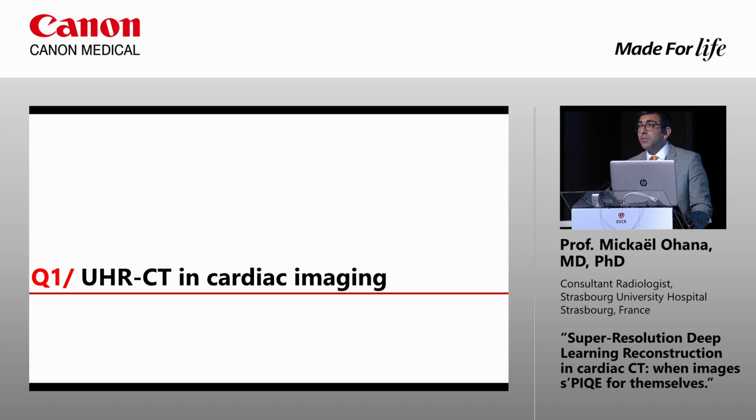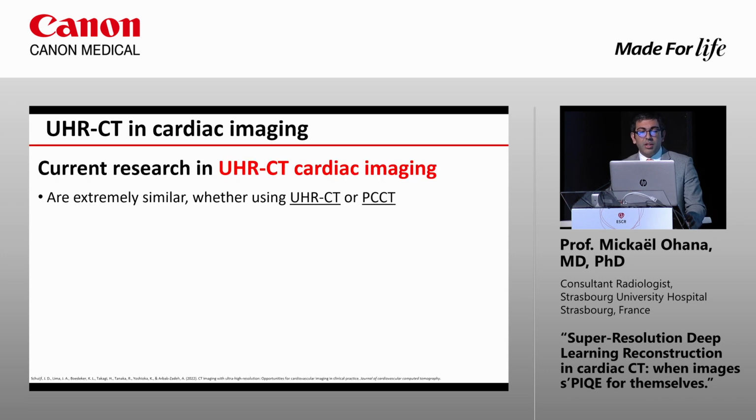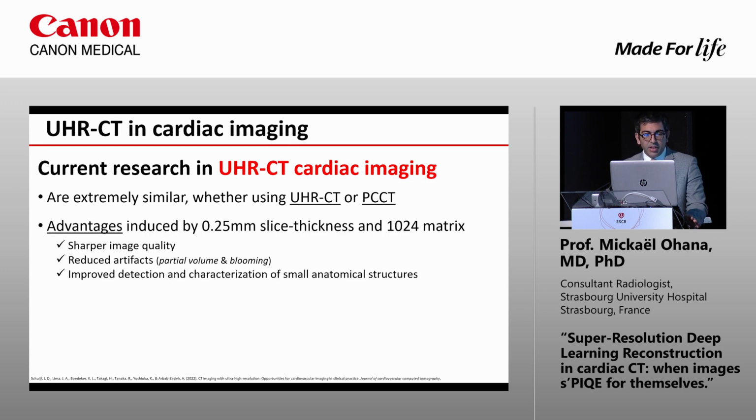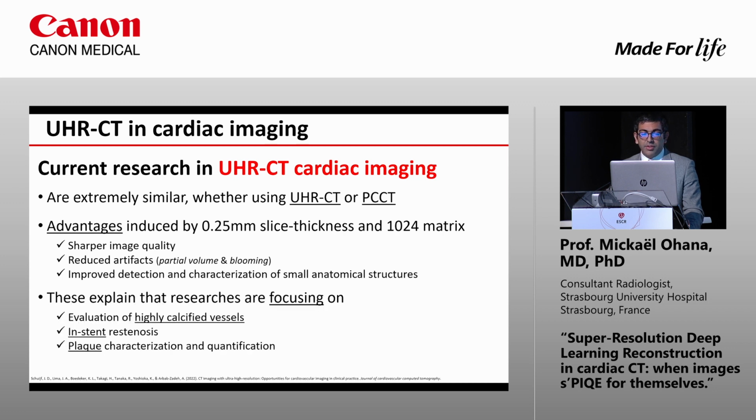So first of all, what about the usage of UHR-CT in cardiac imaging? Currently, the research in UHR-CT imaging is extremely similar, whether using the ultra-high resolution CT or the photon counting counterpart. They focus on the advantages induced by the very thin slice thickness and the increased matrix size, namely the possibility to have a sharper image quality, reduced artifacts, mostly reduced partial volume and blooming artifacts, and also improved detection and characterization of small anatomical structures.